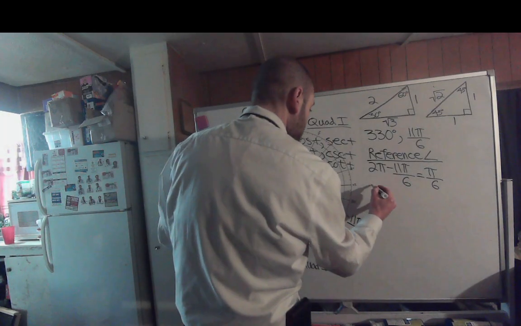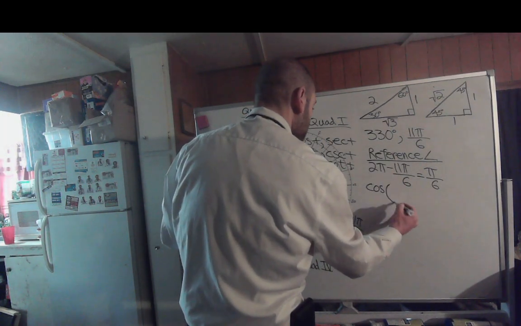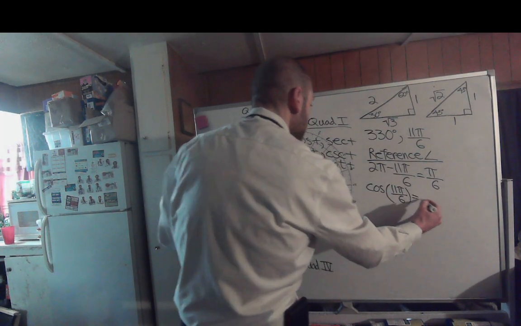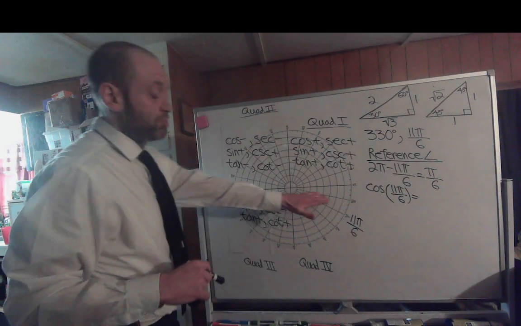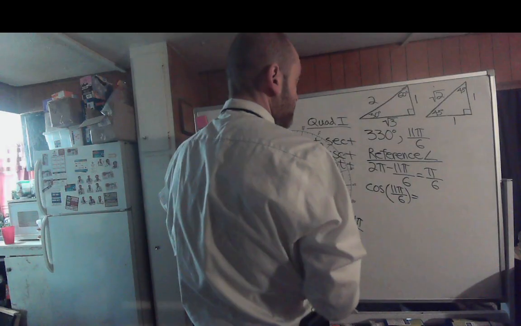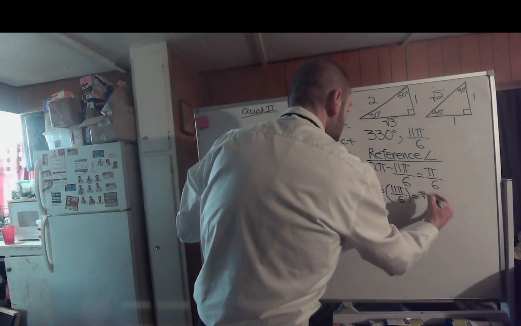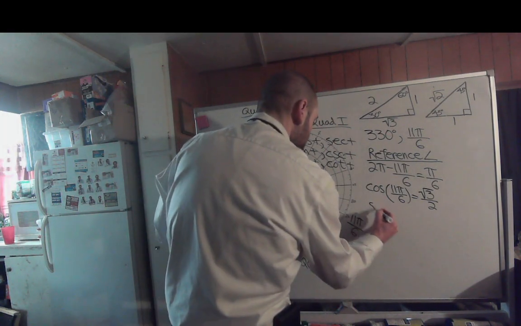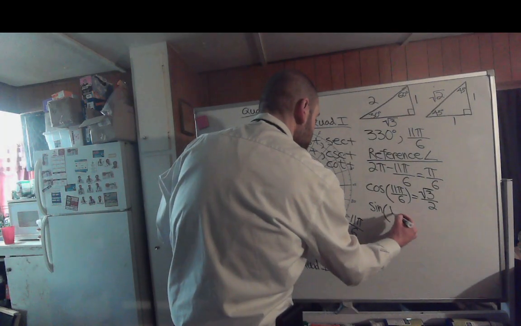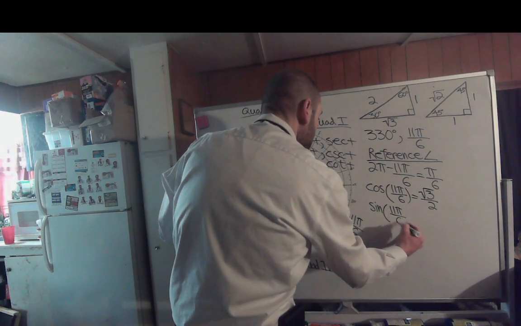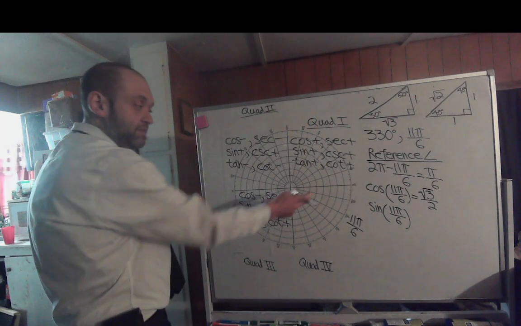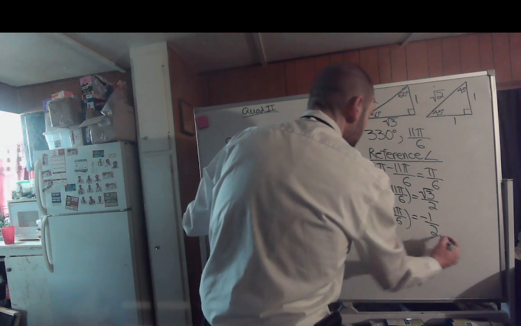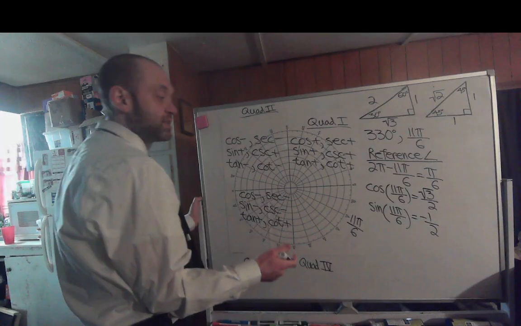So let's find the cosine of 11 pi over 6. So cosine's positive in the fourth quadrant, so that would end up being square root of 3 over 2. Now what about the sine of 11 pi over 6? Well, the sine is negative in the fourth quadrant, so that would end up being negative 1/2 for the sine of 11 pi over 6.